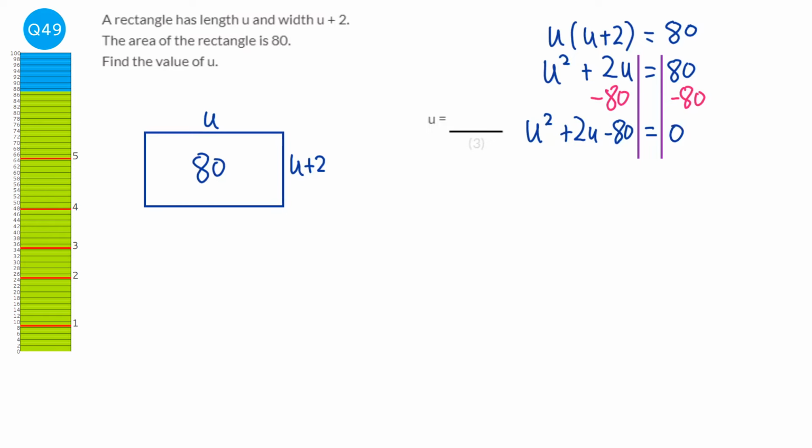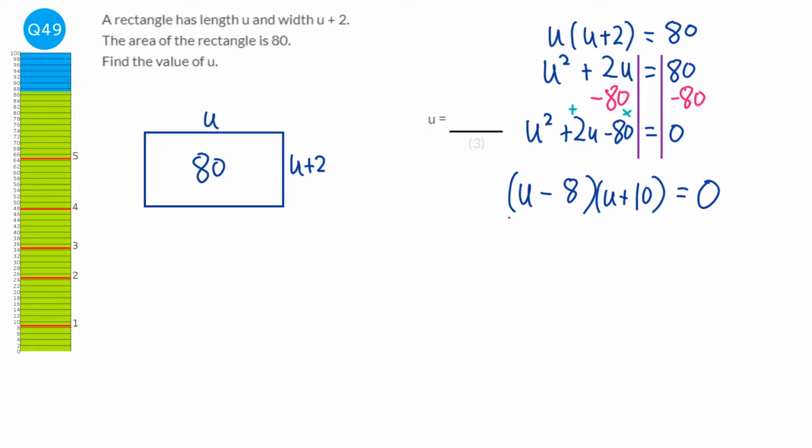Now we're going to be using quadratics, so we're going to factorize this. And so we need two numbers that add together to make 2 and times together to make minus 80. So I'm going to put my brackets out. So we're going to have u at the start of the brackets. And let's have a think. So it's going to be 8 and 10. And one of them will be positive, one of them will be negative. Well, to add them together to make 2, the 10 will have to be positive, and then the 8 would have to be negative. And then minus 8 times 10 is minus 80.